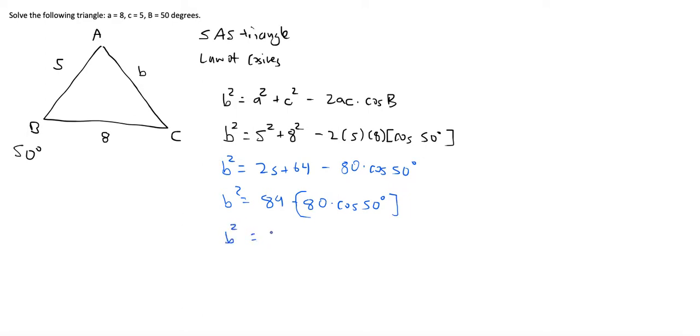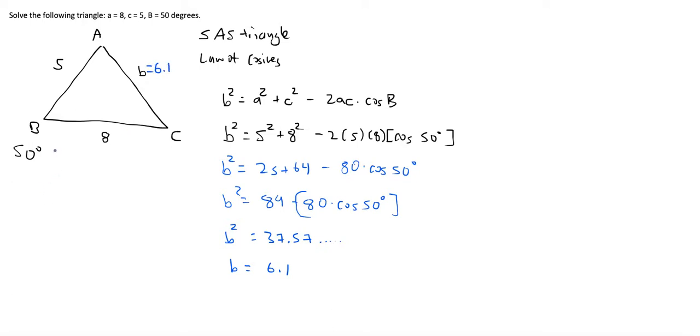Okay. In this case, we get B squared equals 37.57 and some change after that. Remember, don't round this number. Just keep it in your calculator, and then you should be able to take the square root of that. So B, in this case, will be 6.1. So check that out. Now we know the side B.